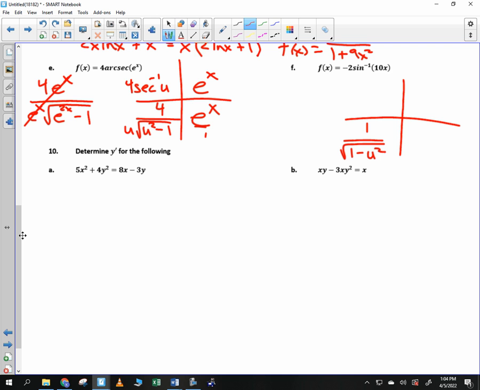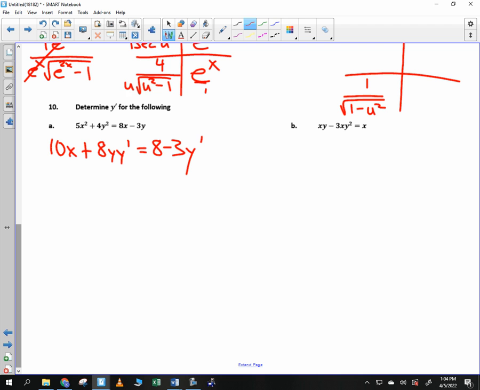So what's the derivative of 5x squared? 10x plus 8y prime. Or some people write it as 8y dy over dx. So we use the y prime notation, and that suffices on the test. Equals what? 8 minus 3y prime.